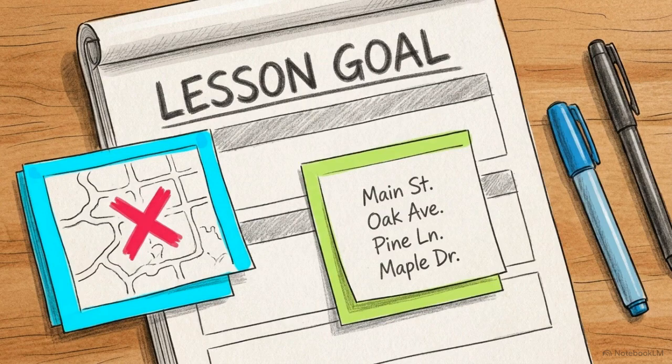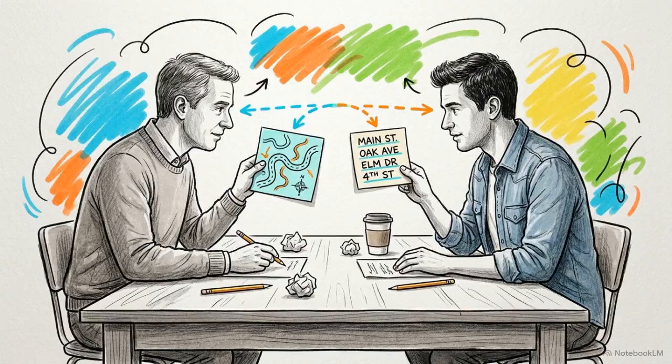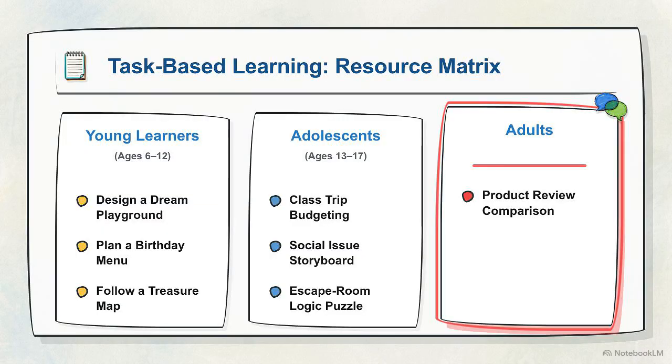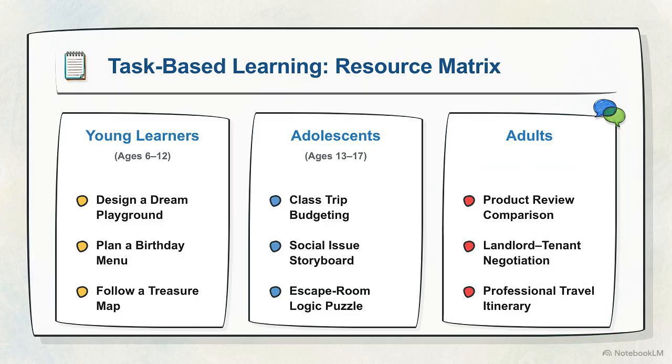Step 1 is defining the task. A valid real-world task requires an information or opinion gap. Your students have to actively communicate with each other to bridge that gap and reach a final product. This matrix categorizes appropriate tasks by age group. The right selection depends on the maturity and interests of your learners.